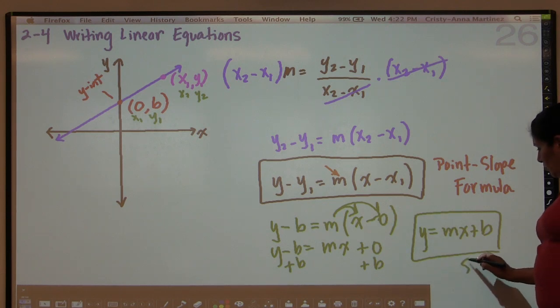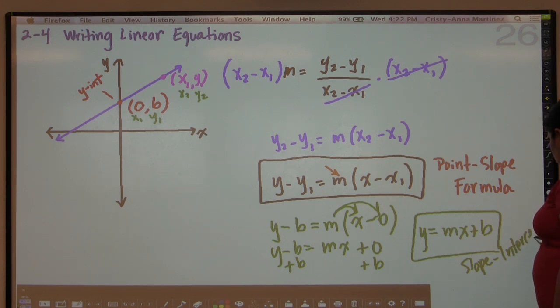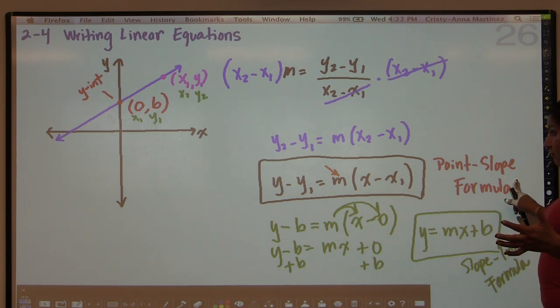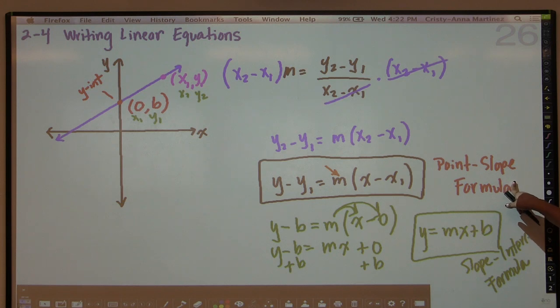This is called the slope-intercept formula. So unlike the point-slope formula, both of these formulas require that you know the slope. They both have slope in their name. The difference between the two is that the slope-intercept requires that you know what the y-intercept is. In the case of point slope, it doesn't have to be the y-intercept. It could be any point that you want. It works for the y-intercept, but it could be any other point. This one, you only want to plug in the intercept into it.